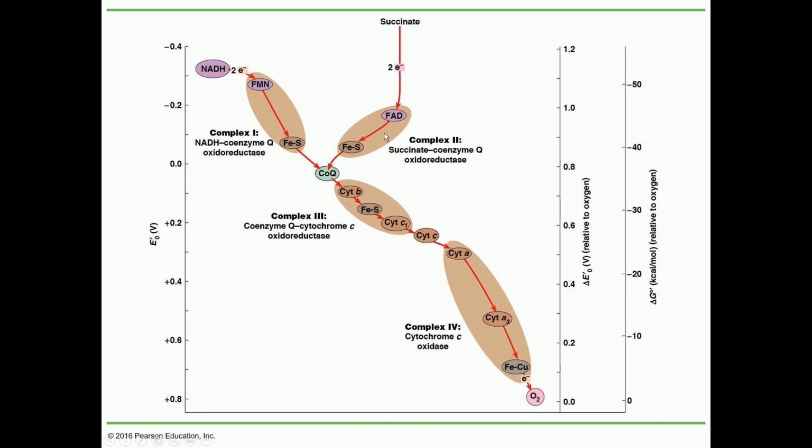This is complex number 2, and this has flavoproteins which have FAD as the prosthetic group, and it also has iron sulfur proteins. Complex number 2 is called succinate coenzyme Q oxidoreductase. And this is complex 3, which has cytochromes and also the iron sulfur proteins. And this is complex number 4, which has cytochromes and also the cytochromes with the copper in them.